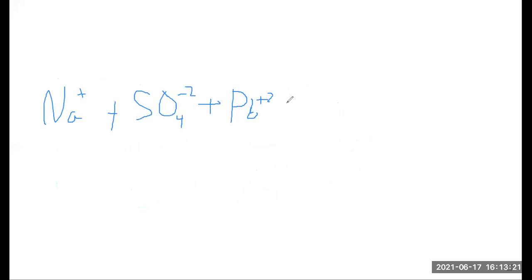I'm going to try to switch back over here and do my whiteboard thing again. All right, so we have sodiums, which are +1s. We have sulfates, which are -2s. We have a lead of the +2 variety. My little widget here is being slightly uncooperative.